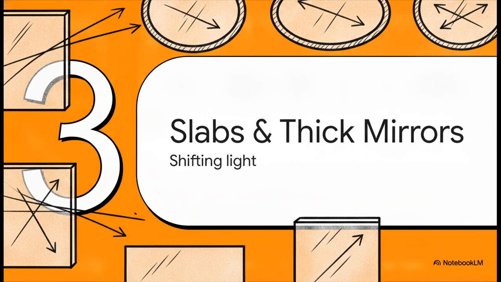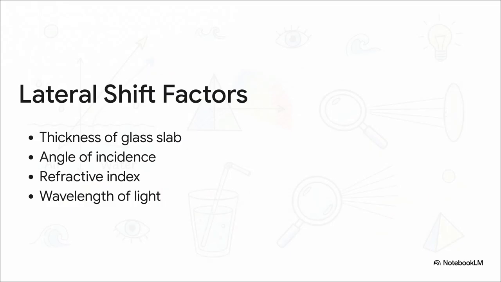Section 3. Glass slabs and thick mirrors. Let's see how light actually shifts in the real world. So let's shift our focus to real-world objects. What actually happens when light hits a plain, flat, rectangular piece of glass instead of just a single surface? Well, when a ray of light goes through a plain glass slab, it enters the glass, which is a denser medium, right? So, according to our golden rule, it bends towards the normal.